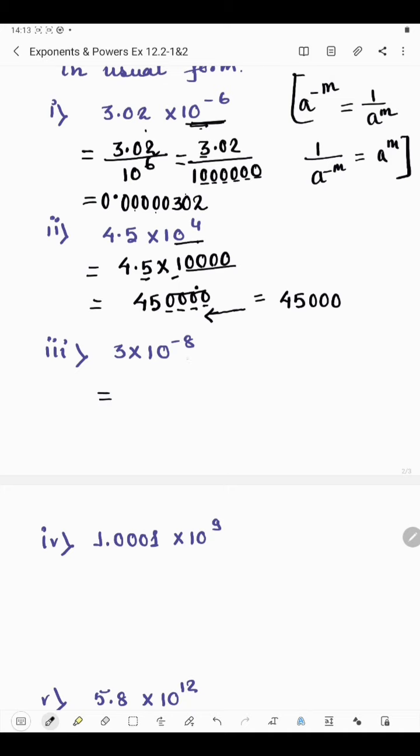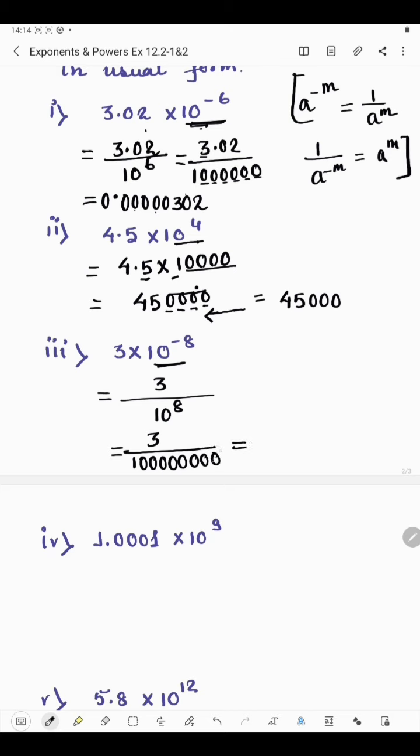So at first we need to make the exponent positive, so 3 will remain same in the numerator. We'll just take this number to the denominator to make the exponent positive, so it will become 10 raised to the power 8. Now 10 raised to the power 8 means we will write 8 zeros, because when you multiply 8 times 10, you will get 10 to the power 8. Okay, so 1, 2, 3, 4, 5, 6, 7, 8.